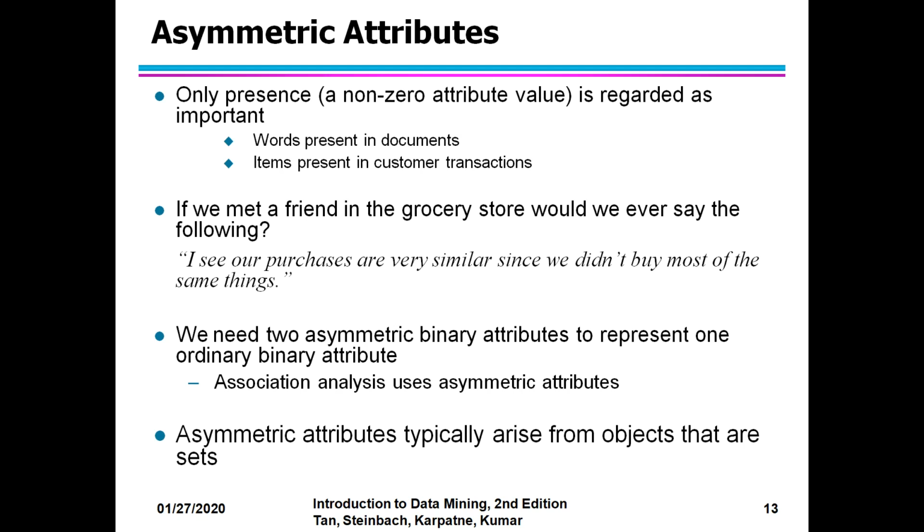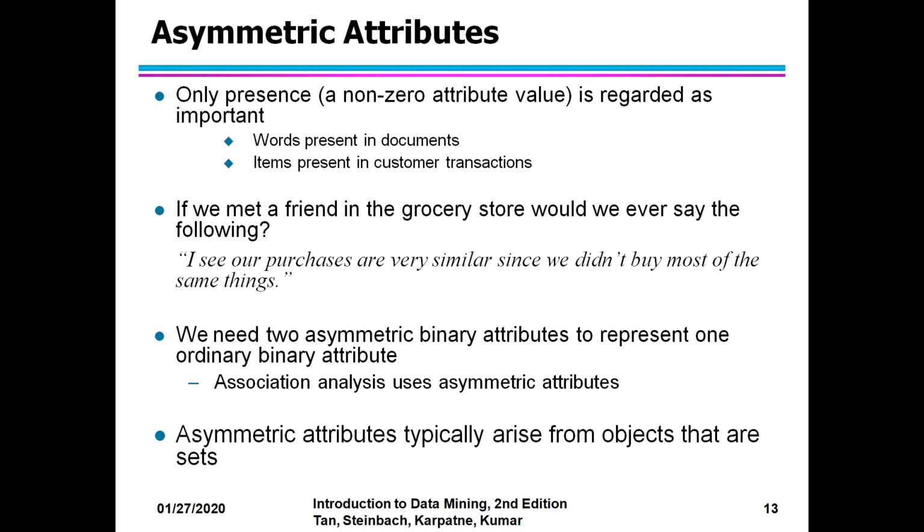Words present in a document are not symmetric, because the words may appear in any sequence. Another example is items present in customer transactions. Different customers may buy different sets of products, so the transactions may not be symmetric. My transactions may not be the same as your transactions because my choices are different and your set of purchases will be different.